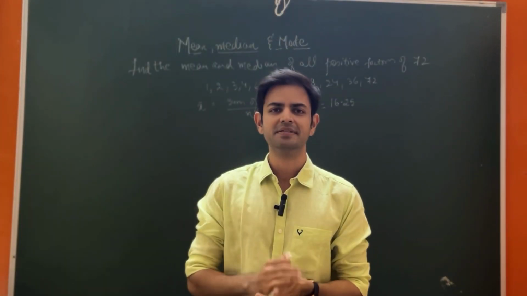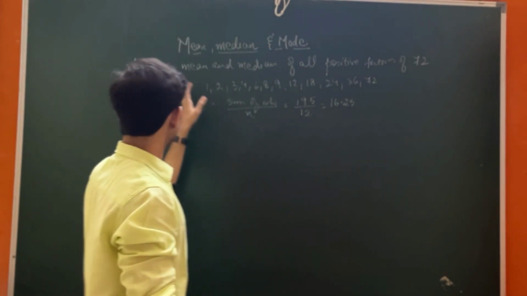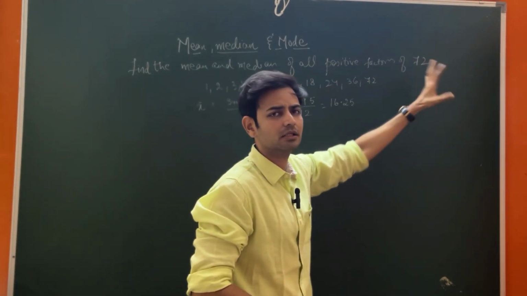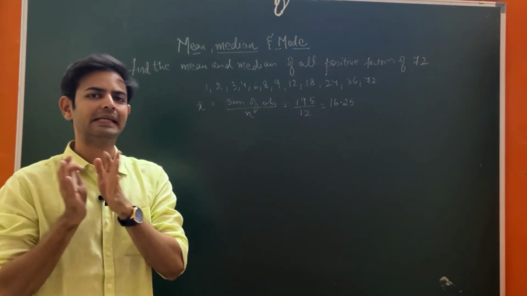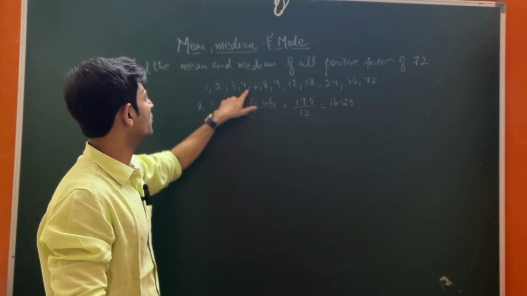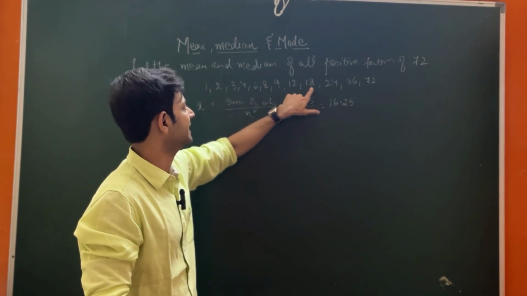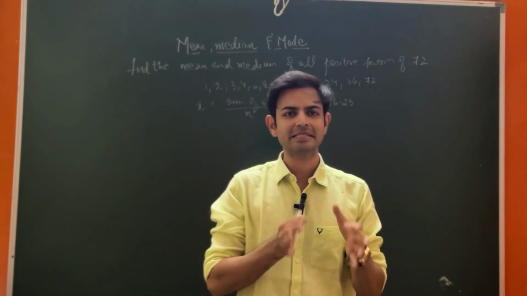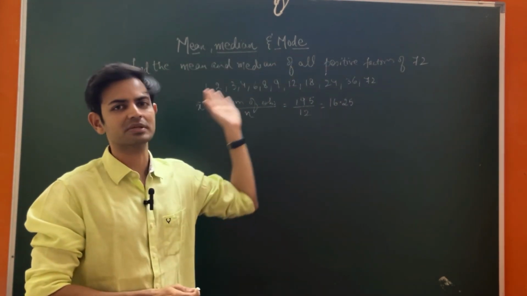Now let us take a question to understand this concept better. Find the mean and median of all the positive factors of 72. First we'll list down the factors of 72. That is 1, 2, 3, 4, 6, 8, 9, 12, 18, 24, 36, 72. Basically, we have to write all the numbers in whose table 72 occurs.